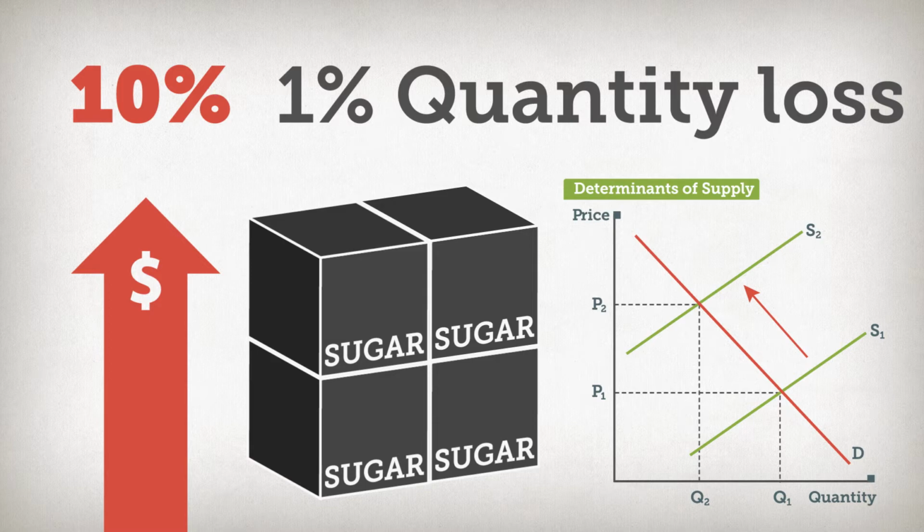But how much? If the price rises 10%, will 1% of quantity be lost? Or will 60% of the quantity be lost? This trade-off is the basis for all pricing decisions, and this trade-off is measured by elasticity.